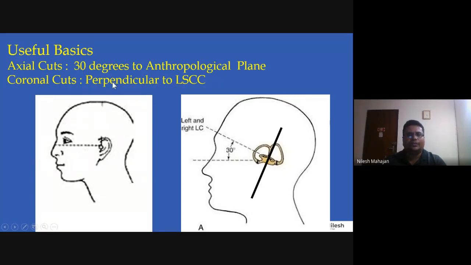So the coronal cut will be the perpendicular plane to these axial cuts. So it will go like this. This is the plane of the axial scan, which is 30 degrees to the anthropological plane. So this is the axial plane, and then the coronal plane is 90 degrees to this plane.